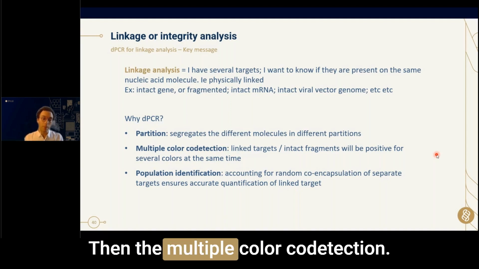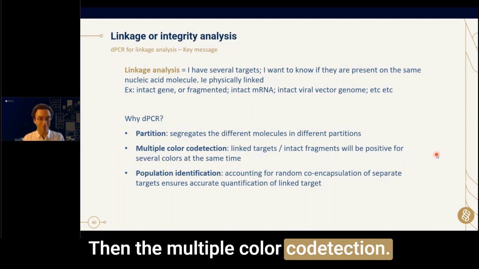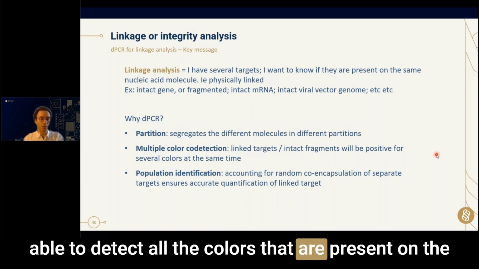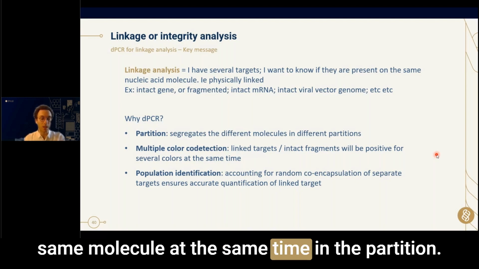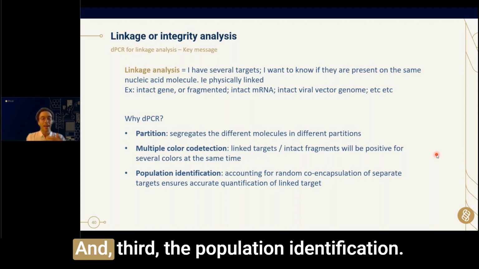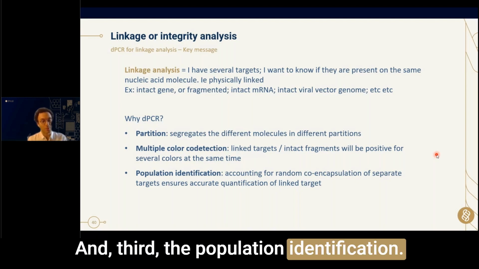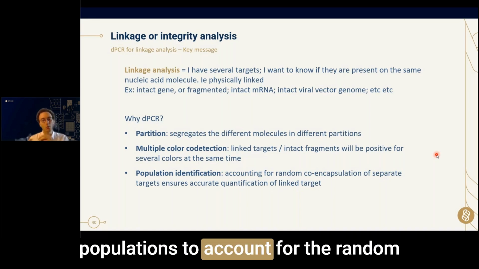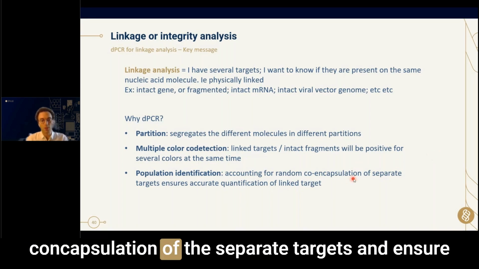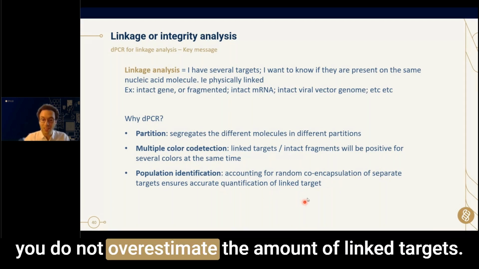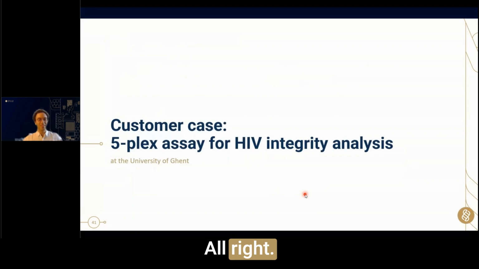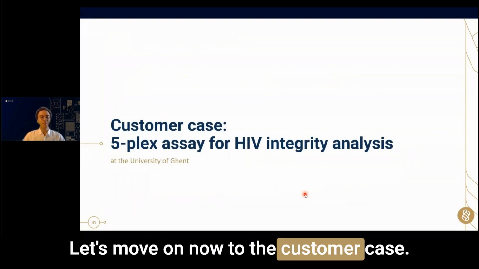Then the multiple color co-detection. To be able to see the linked targets, you need to be able to detect all the colors that are present on the same molecule at the same time in the partition. And third, the population identification. You need to be able to properly set the correct populations to account for the random co-encapsulation of the separate targets and ensure you do not overestimate the amount of linked targets. Okay? All right. Let's move on now to the customer case.